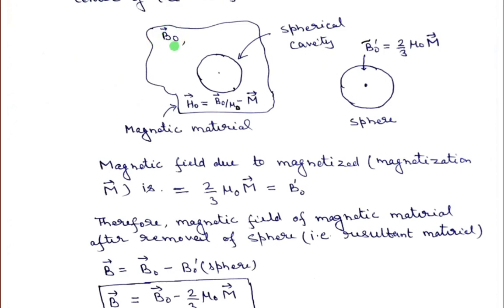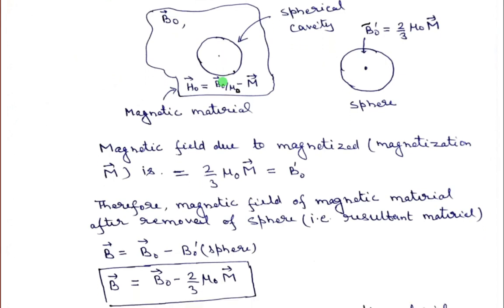And out of this B0, we have removed this B0 prime vector. It means if you want to find the magnetic field vector at the center of this cavity, we have to subtract this magnetic field vector B0 prime from this B0 vector. So that will give the magnetic field at the center of the spherical cavity inside a material.